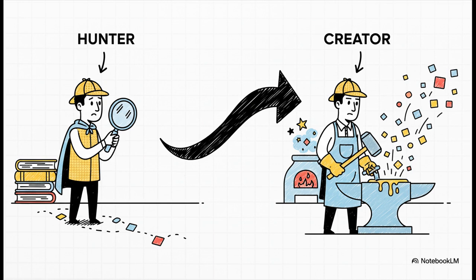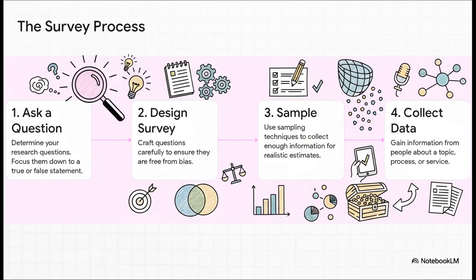And one of the most powerful ways to create original data is through surveys, literally just asking people for the information you need. Now, making your own data from scratch might sound like a huge, daunting task, but you can actually break it down into these 4 pretty clear steps. It always starts with one focused question. From there, you design your survey, you figure out exactly who you need to ask, and then you just go out and collect the responses. It's a very methodical process of creation.